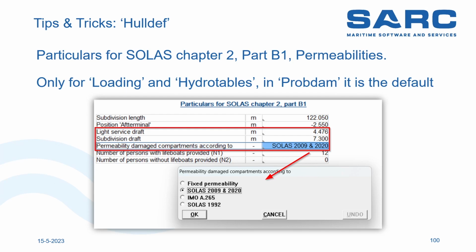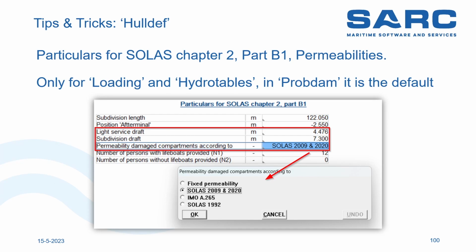The light service draft and subdivision draft, which you can enter here in HULDEV, are linked to the ones you use in the probabilistic damage stability module. So if you change them there, they will also change here, and vice versa. The permeability, which you can set fixed or according to SOLAS here in HULDEV, is only valid for loading and hydro tables.